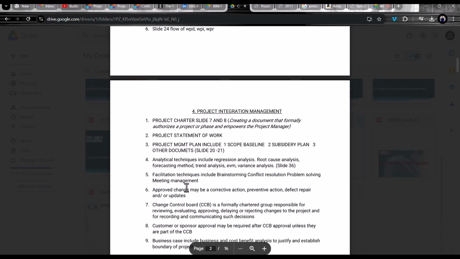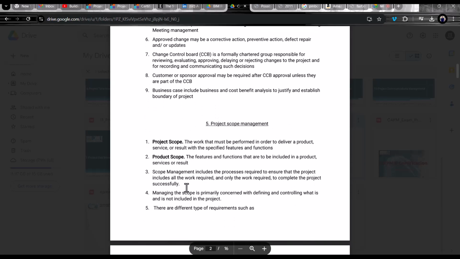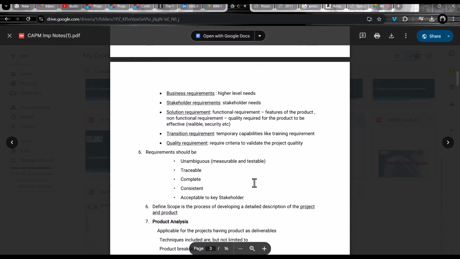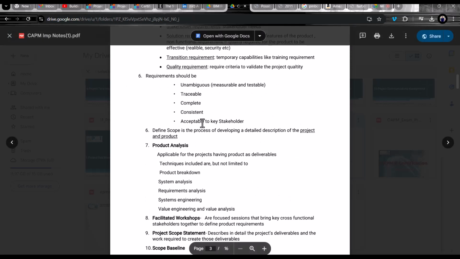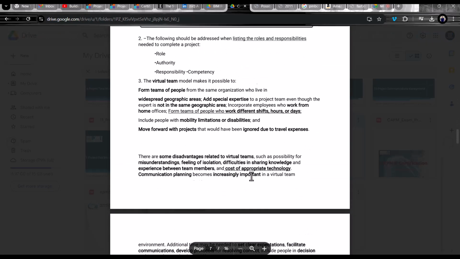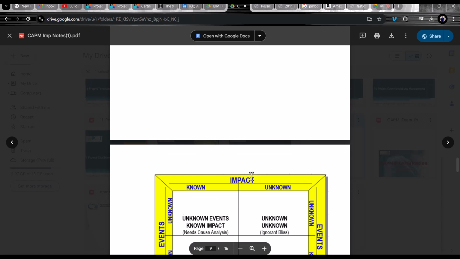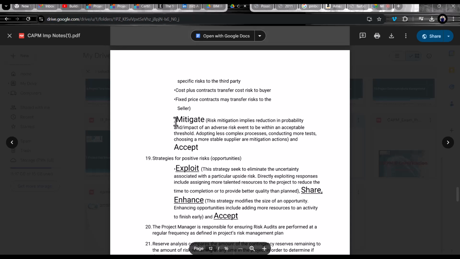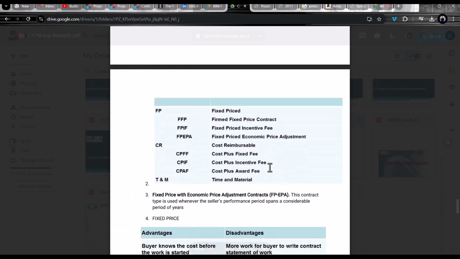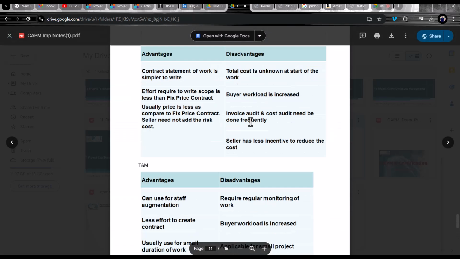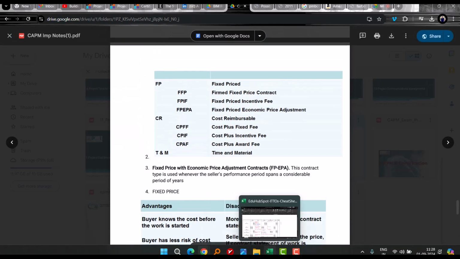PMBOK is a very long book and it's not easy to understand each and every concept. So these CAPM notes helped me to understand it in a much better way. You can see over here requirement should be so and so, product analysis, and a lot more things. As I scroll down, you will see that there are some words which I have made in very bold letters. These are very important: some short forms and abbreviations, advantages, disadvantages. Right, so all these things you need to prepare.